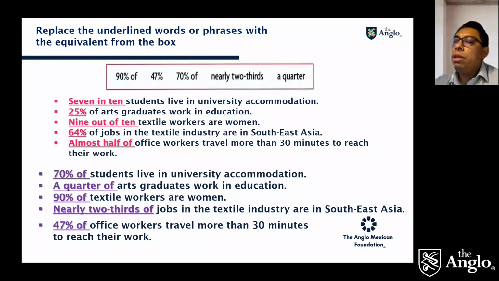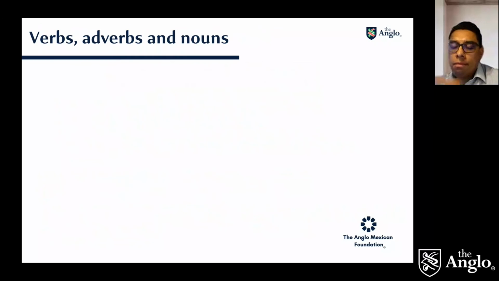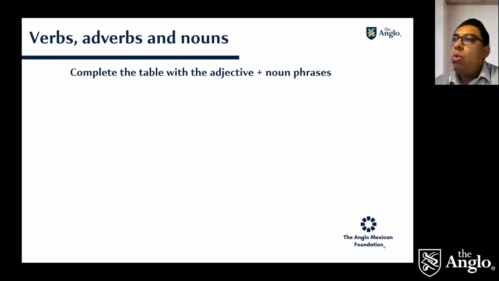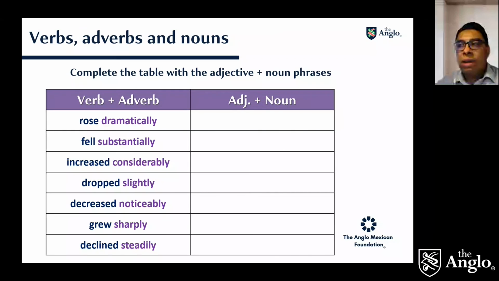Then sometimes when we are describing graphs, etc., one way to avoid repetition, for example, we have checked these verbs, right? It rose, fell, increased, dropped, decreased, grew, declined, okay? All of them regular verbs, or well, except the first two, but most of them are regular verbs. And then here the emphasis is with the adverbs. You have dramatically, substantially, considerably, slightly, sharply. So all of them, okay, imply kind of important change, let's say.